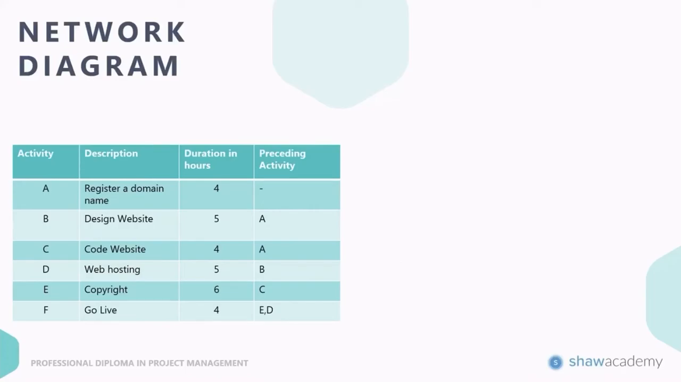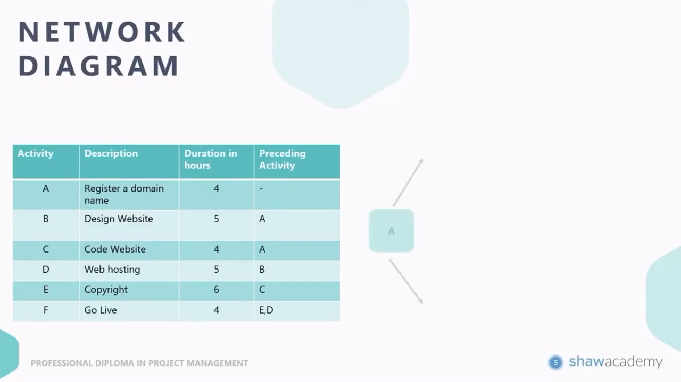So you can see on the far right, I've got preceding activities. So we cannot start with activity B until activity A is done. Coding the website, or activity C, is also dependent on A. Then we've said that the web hosting is dependent on the web design being done. And our copyright cannot go ahead without our website having been coded. And we need activity E and D to be done in order for us to host the website, or to go live.